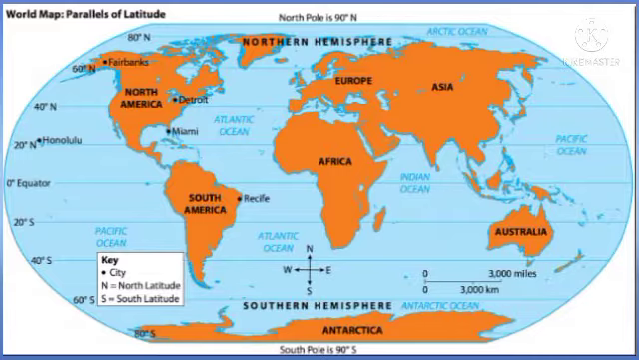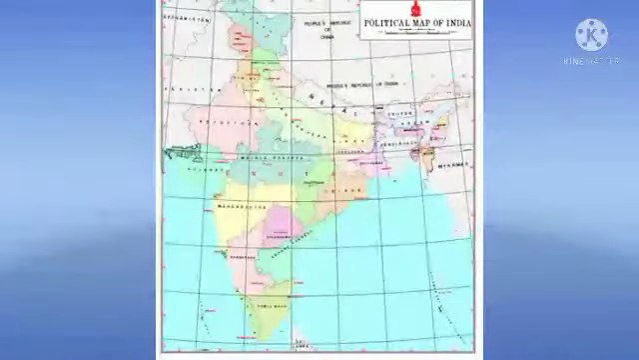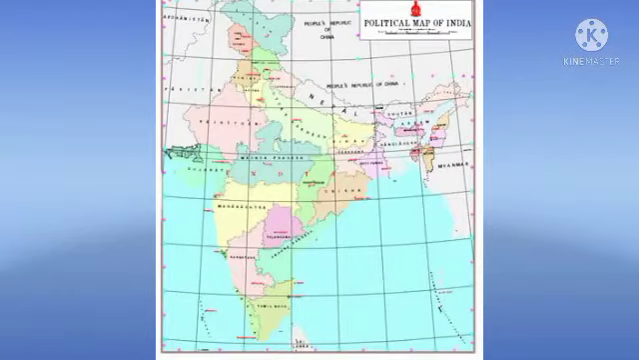Now you will find the latitudinal extent of India in the south. It starts from 8 degrees. There is the latitude of 8 degrees just touching the south tip of India. So India's extent is from 8 degree 4 minute north to 37 degree 6 minute north latitudes and between 68 degree 7 minute east to 97 degree 25 minute east longitudes. This is the mainland extent of India.